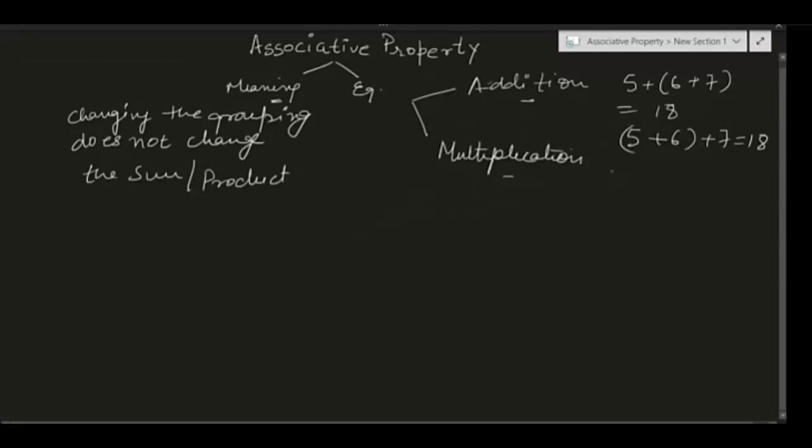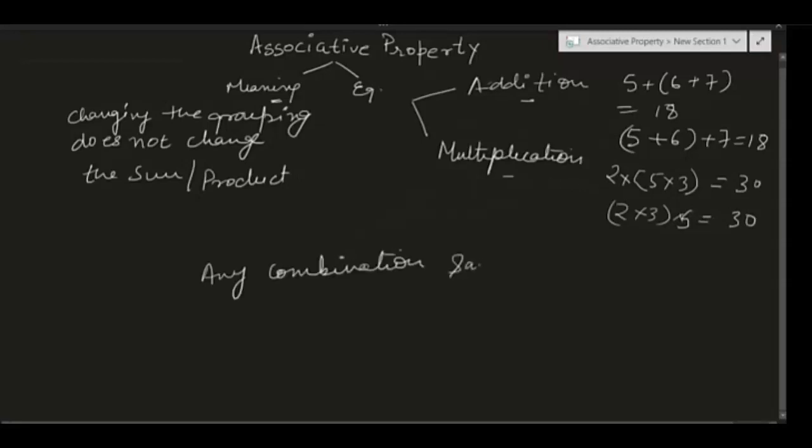Now when it comes to multiplication, let us see what happens. 2 multiplied with, these are grouped together, 5 into 3. So what do we get here? 30. Now let's change the grouping. 2 into 3 and then multiplied with 5. Again it gives 30. So what do you conclude? Any combination you get by changing the grouping, you are going to have the same sum, and in case of multiplication you are going to get the same product even if you change the combination.